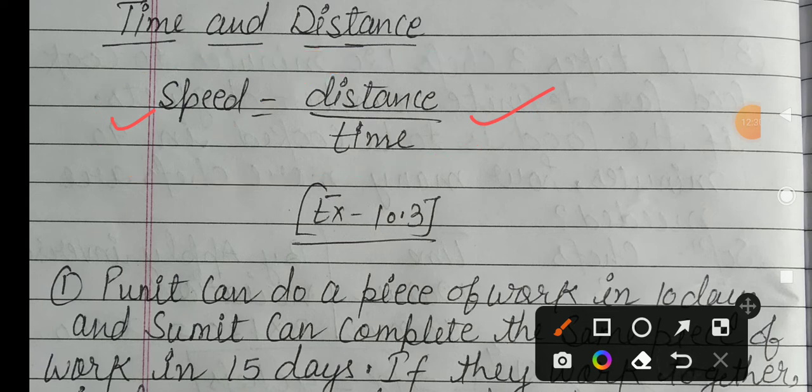So here, see how to solve this type of question. Students, in this exercise you only have to solve two questions, and the remaining questions you have to cut down.